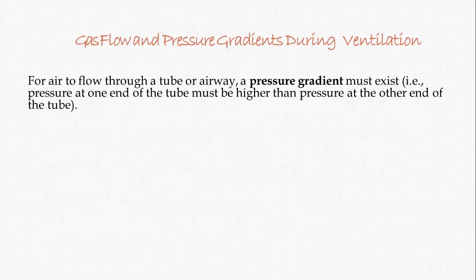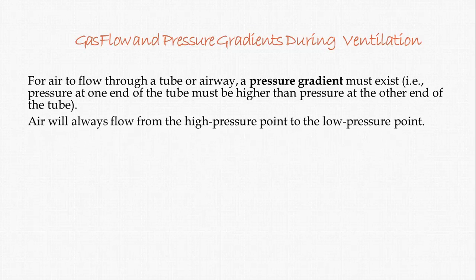Now, for ventilation to occur, the first important thing is that there should be a pressure gradient. This pressure gradient should be created such that the pressure at one end is higher than the pressure at the other end of the tube. Only then will air flow through the tube or the airway. As we always know, air will always flow from the higher pressure point to the lower pressure point.